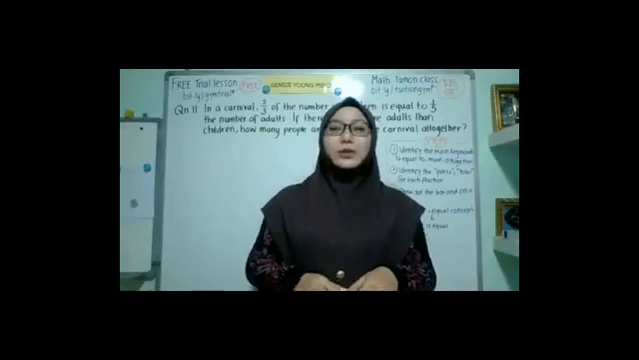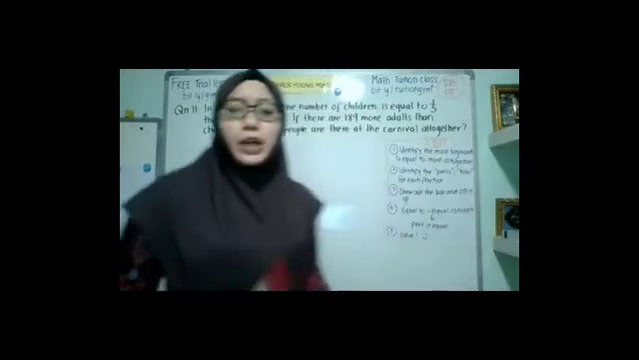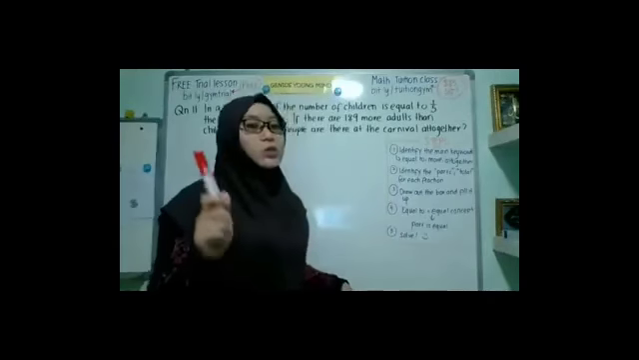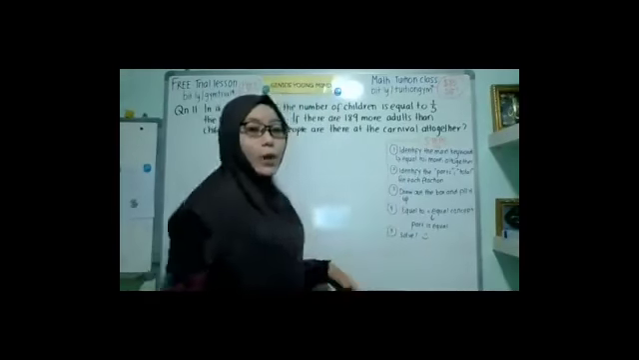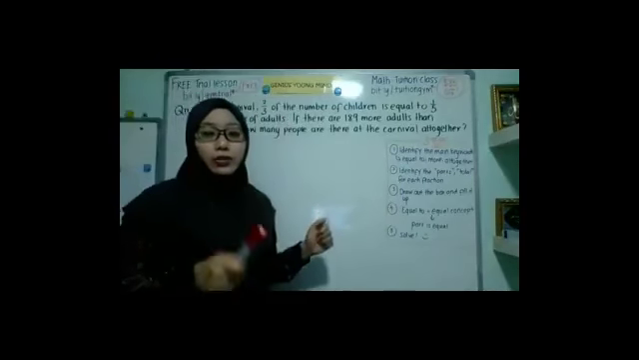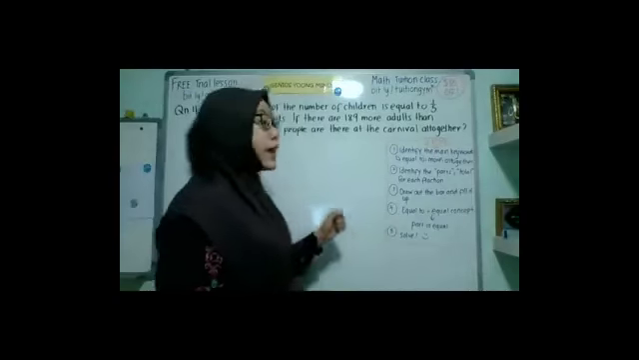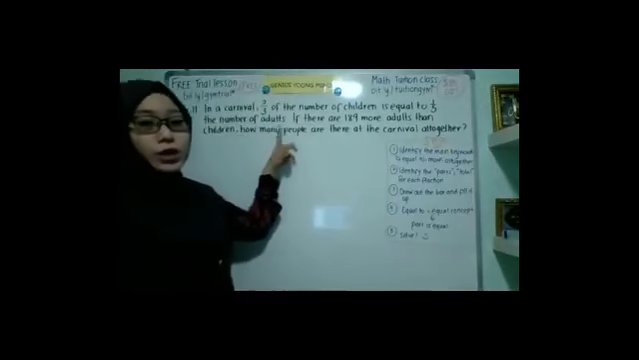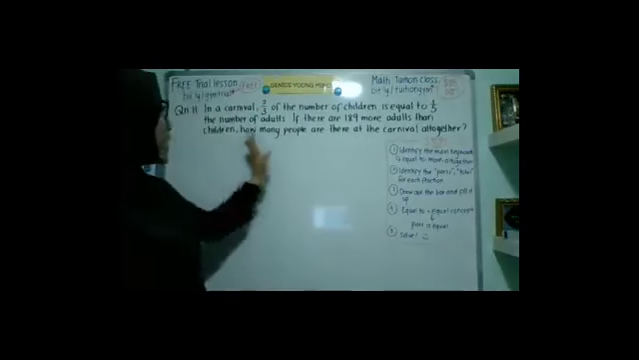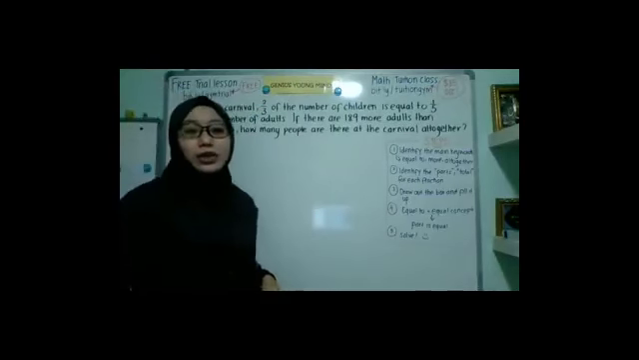Alright, so let's begin this question. Whenever you have a question you want to solve, remember to read the question once through to do step number 1, to identify the main keywords. So, in a carnival, 2/3 of the number of children is equal to 1/5 the number of adults. If there are 189 more adults than children, how many people are there at the carnival together?